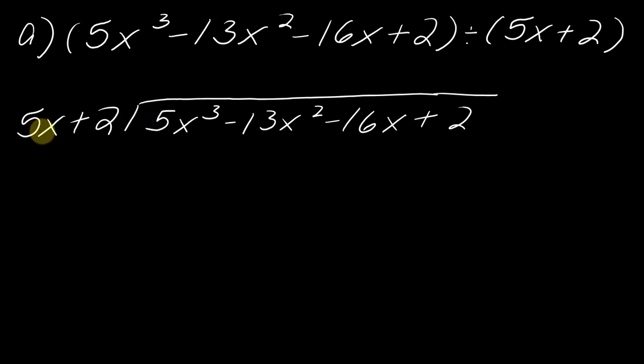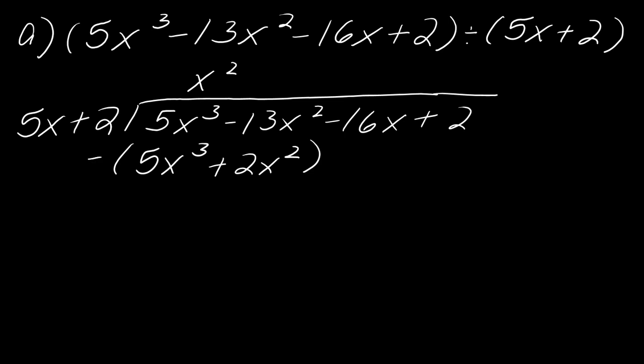What do I need to multiply 5x by to get to 5x cubed? Pause the video if you need to write it down. So this should be x squared. So the next thing that I want you to do is take x squared times this and subtract it off. Finish the subtraction and then hit play when you're ready. So this is going to be 5x cubed plus 2x squared. And next I need to subtract that off.